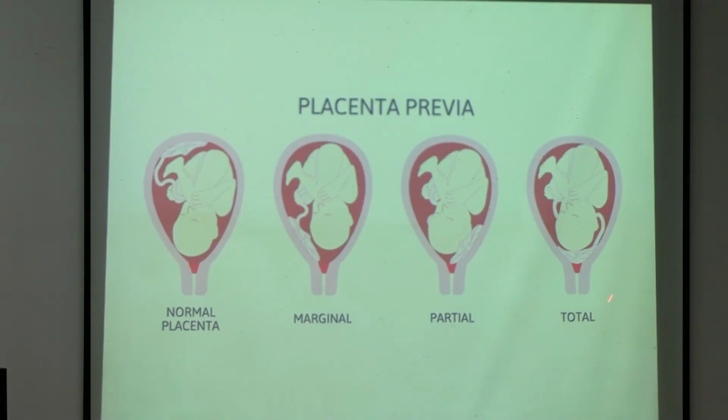And here the placenta is completely covering the internal os. So we cannot deliver this baby. There is no way to normally deliver this baby. We have to undertake cesarean section. Now that is not the issue. The issue is that it can bleed anytime, even when not in labor.